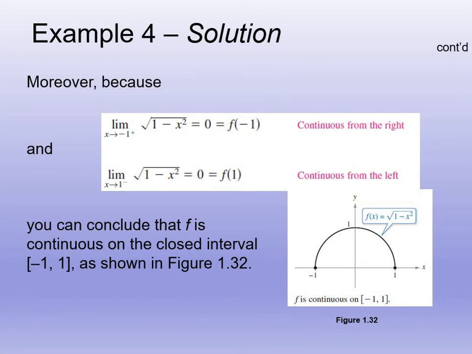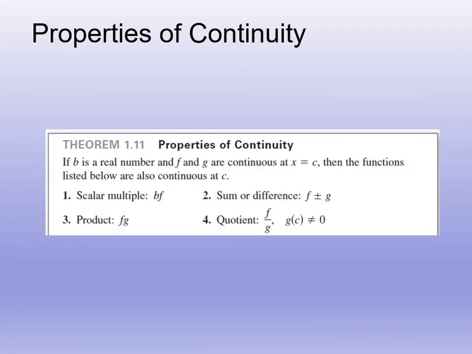So as long as we're continuous on the endpoint, or we have limits on the endpoints, and it's between our interval from -1 to 1, we are continuous on the closed interval. Okay, so there's kind of how you go through those. Let's take a look at properties of continuity.